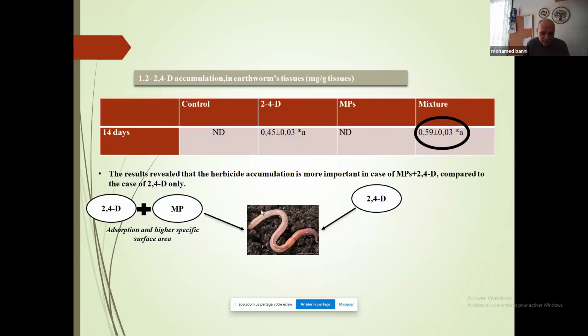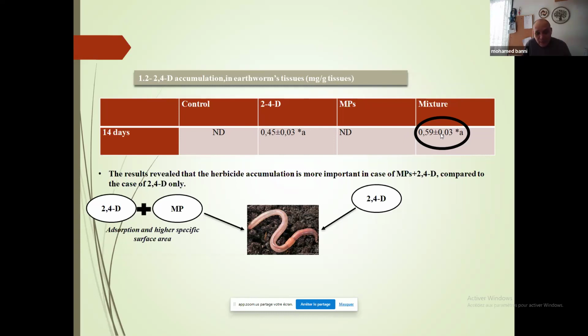Then the second data, very important for us, is the accumulation of the herbicide inside the animals. As you can see, in animals challenged with only herbicide, we reached something like 0.545 milligram per gram of tissue. Sorry, here it's microgram per gram of tissue. It is an error. But in the mixture, we have around 0.59. And as you can see, there is no significant difference between 2,4-D and the mixture with microplastic. That means that in this case, microplastic didn't significantly influence the uptake of the herbicide.